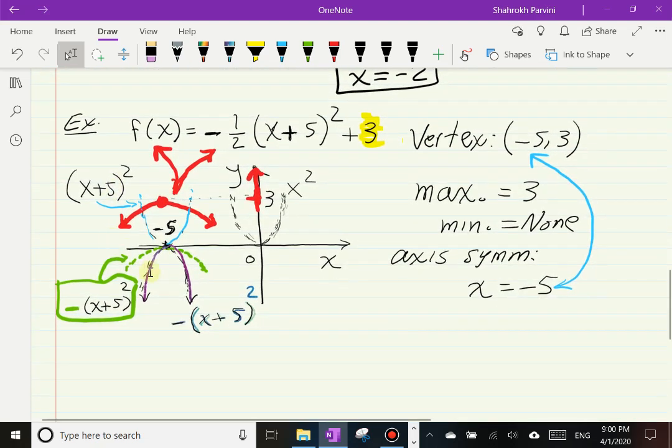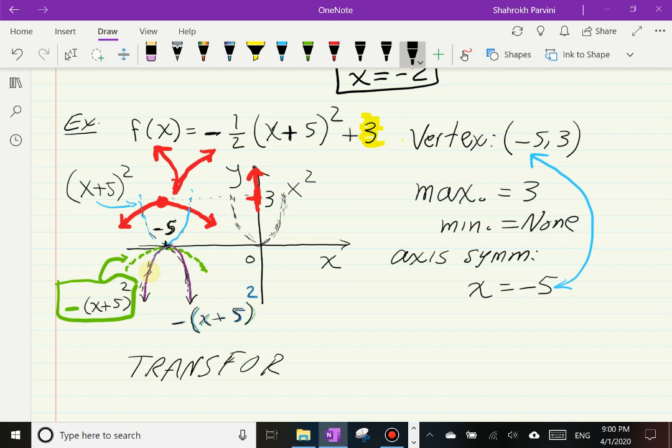Hopefully you were able to follow all of that. But remember, we do not want to plot points, folks, in this section. We want to use what we call transformations. That's what we did. Transformations. That is a movement to the right, to the left, up, down, and then you make it flat or narrow, and then possibly a reflection.